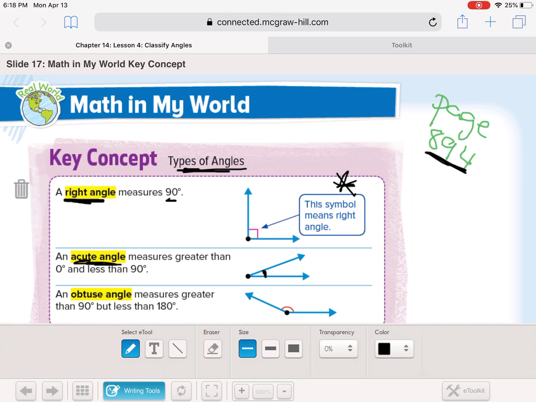And then our third angle that we're going to learn about today is going to be an obtuse angle. So it measures greater than 90 degrees, so bigger than the L, but less than 180 degrees. If it was 180 degrees, remember, it would be a straight line, like half a circle. So in this case, it's less than that straight line, but bigger than that 90 degrees.